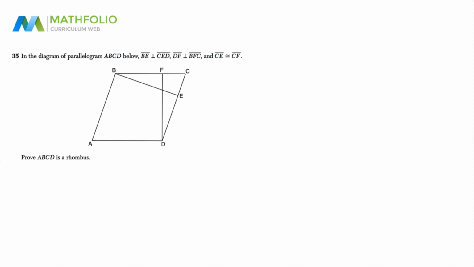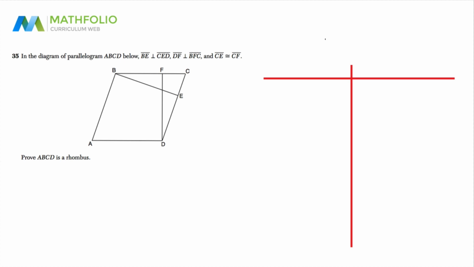Alright, that's the end of part 3. This is part 4 right now. 2 questions left. Question number 35 is asking us to prove that this is a rhombus. Okay, so this is a pretty big proof question. We're given that this is a parallelogram, we're given a few other things, but then we're asked to prove that this is in fact a rhombus.